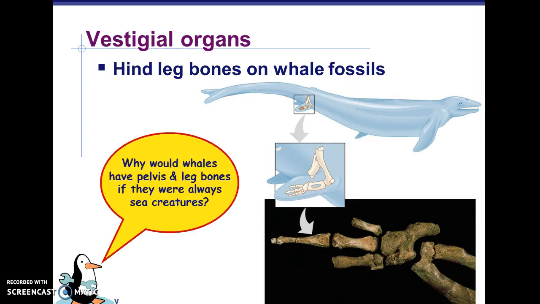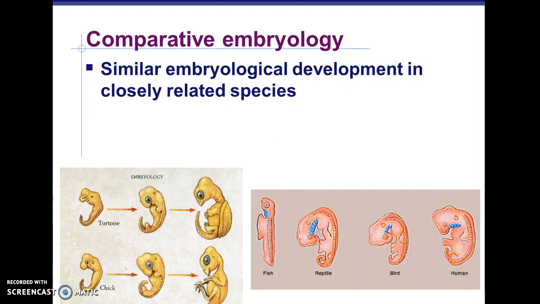Humans have a lot of them also. Humans have wisdom teeth. Men have nipples. We have the appendix. The little toe on your foot is thought to have little to no use. So several vestigial structures. Comparative embryology.